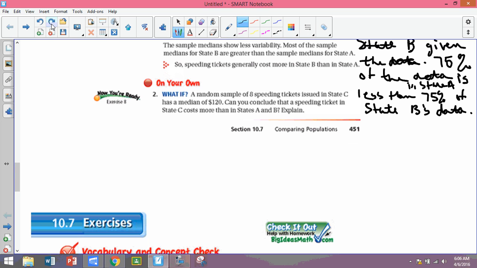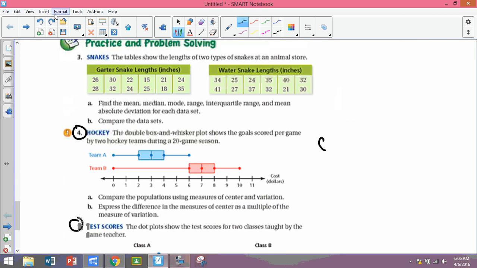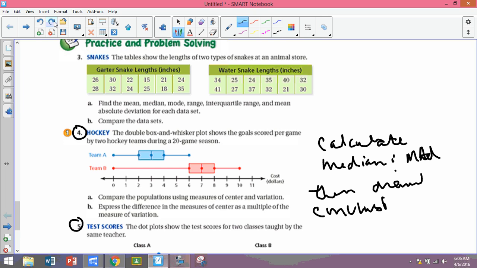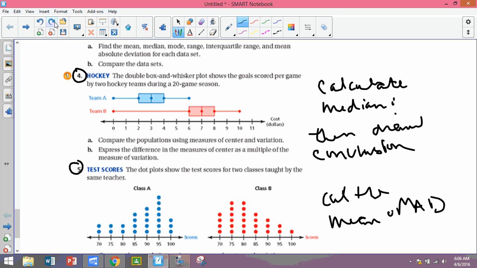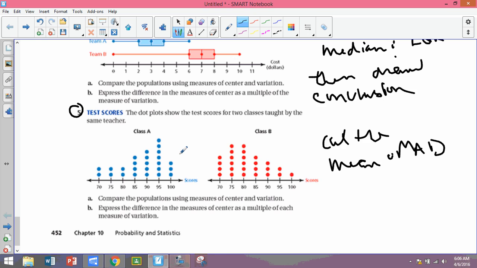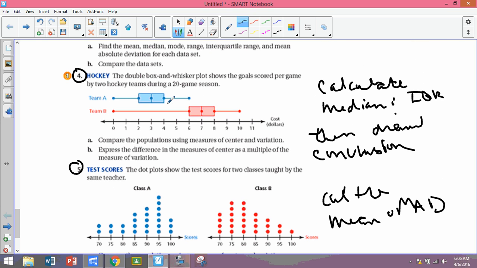Okay, so now for what you have to do. Today, for your practice problems, you're going to do number 4 and number 5. Number 4, on page 452, compares two sets of data, team A and team B, goals scored by two different hockey teams in a 20-game season. These are in a box plot, so you have to calculate the median and the IQR, and then write a sentence concluding it.